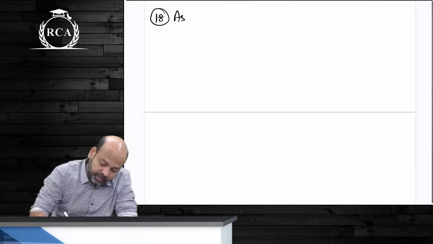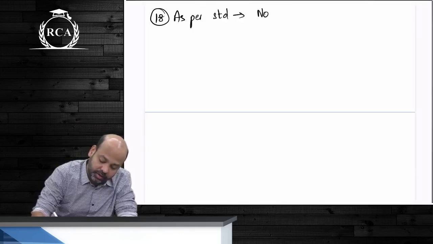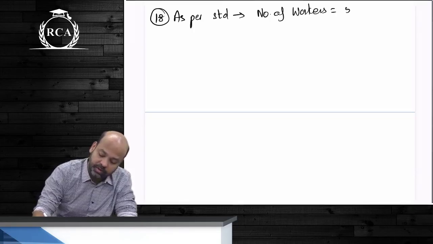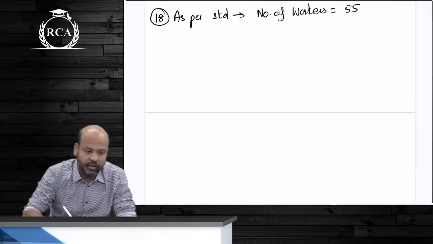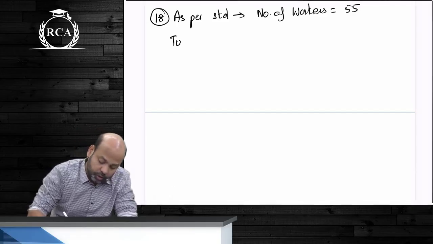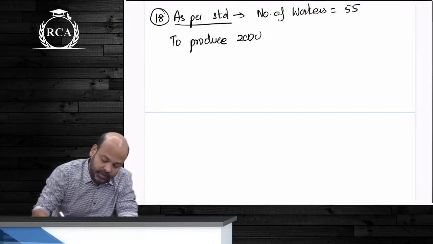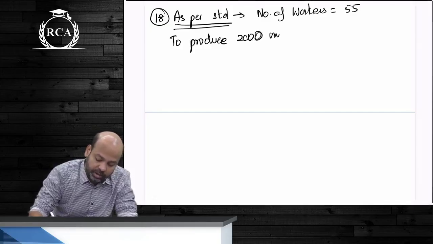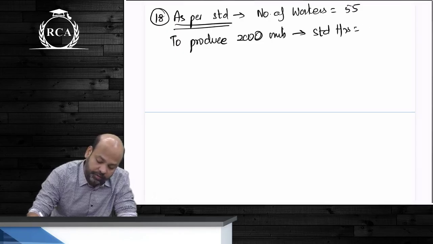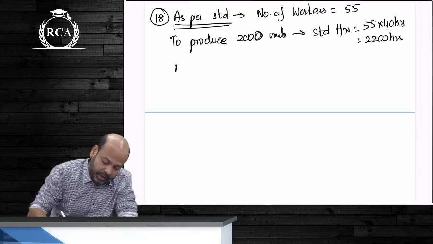So as per standard, what are the number of workers? The number of workers are 55. Yes or no? To produce 2000 units, this is all as per standard. To produce 2000 units, standard hours are, all of those 55 workers should work for 40 hours, 2200 hours. But what is the actual output?